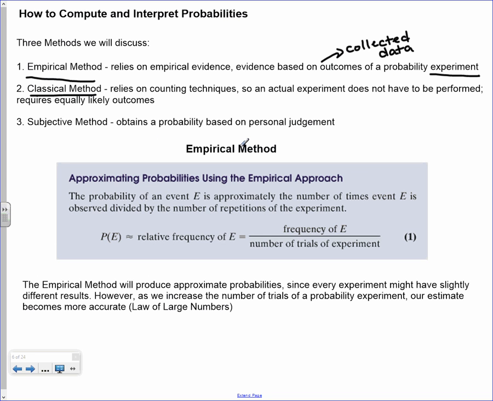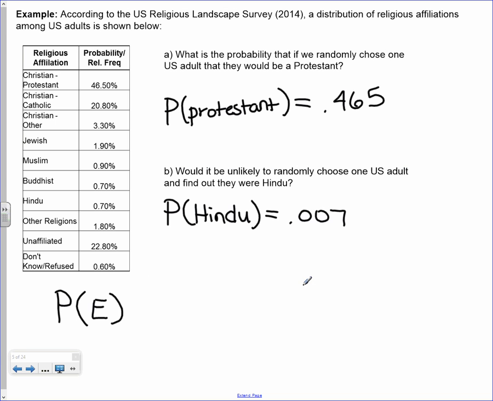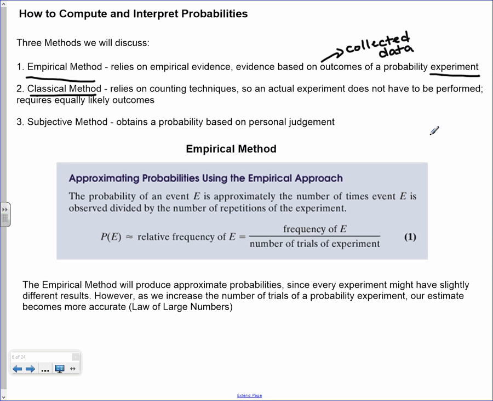Okay, so talking about the empirical method here. The empirical method, we're going to look at the relative frequency of E. Remember you did relative frequency charts back in, I guess that was in chapter 2. So our relative frequency is just the frequency of E over the number of trials of an experiment. So that's what we actually would have done in this experiment. We would have used empirical probability there to figure out what's the probability I would choose someone that's Protestant or Hindu. So we're using this collected data, this relative frequency, to then create these probabilities.